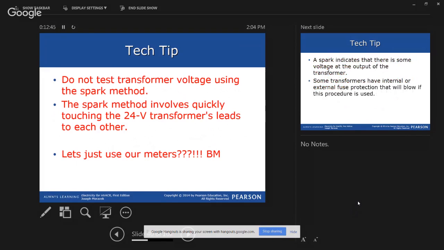Here's a tech tip. Do not test a transformer voltage using a spark method. The spark method involves quickly touching the 24-volt transformer leads to each other. This is from the book, and I added my own two cents: let's just use our meters and not do the spark test at all. That's not a good practice. You never want to be sparking for the fun of it. If you suspect you have a 24-volt transformer, kill the power to it, hook your leads up, and then turn it back on.